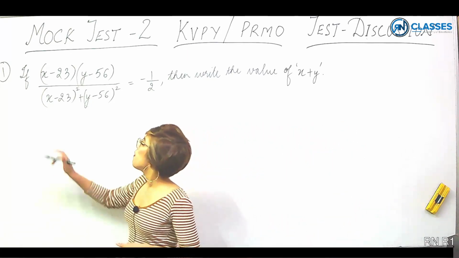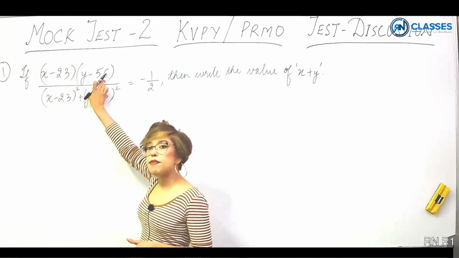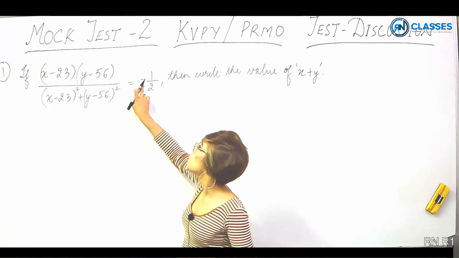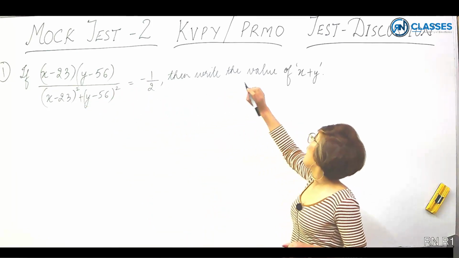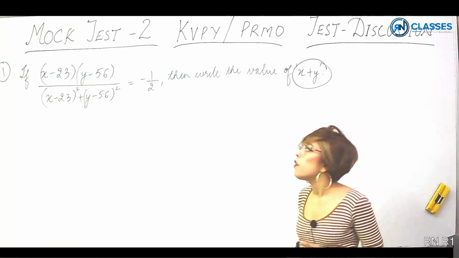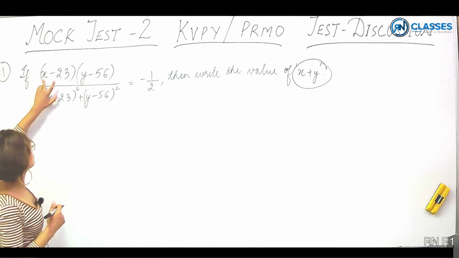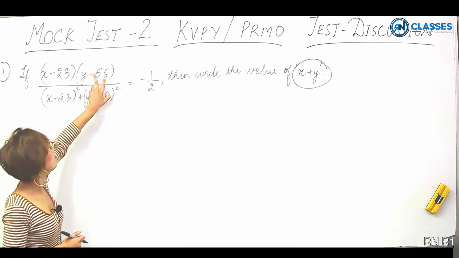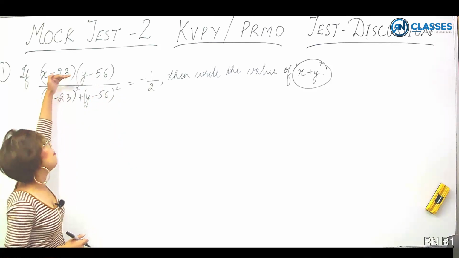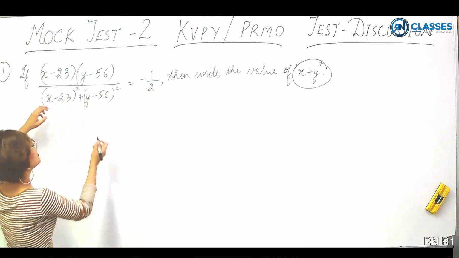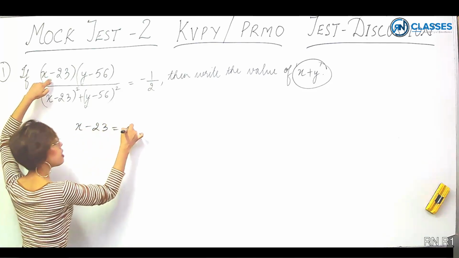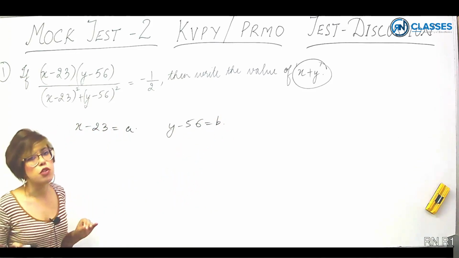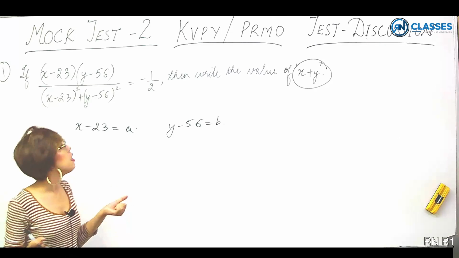Now he says if (x minus 23) into (y minus 56) whole divided by (x minus 23) whole square plus (y minus 56) whole square is equal to minus 1 by 2, then write the value of x plus y. Right? Now, as you can see, I have x minus 23, then I have x minus 23 whole square. Same term is occurring here. And y minus 56, y minus 56 whole square. Rather than writing the same term again and again, what I'll do is I can substitute x minus 23 as A and I can substitute y minus 56 as B. You can make do without substitution also, but I think with substitution you are able to see the solution better.